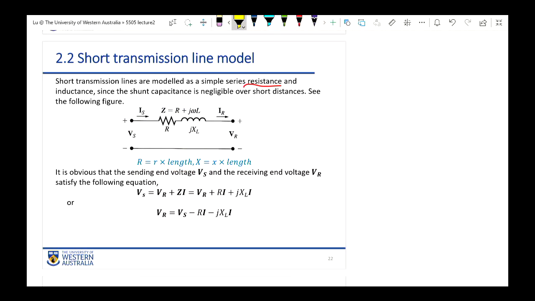at the sending end, we are giving a Vs. At the receiving side, we get a VR. If the Vs and the VR are the same, that's perfect. No matter how much I give from the sending side, I can receive the same at the receiving side. That's too ideal to be true. Actually, your cable will consume something. But how much voltage potential will the cable consume?